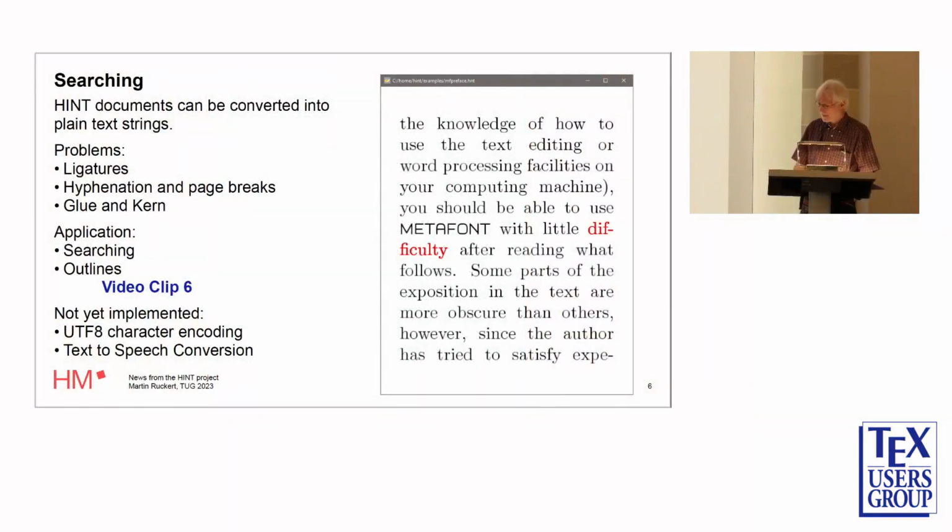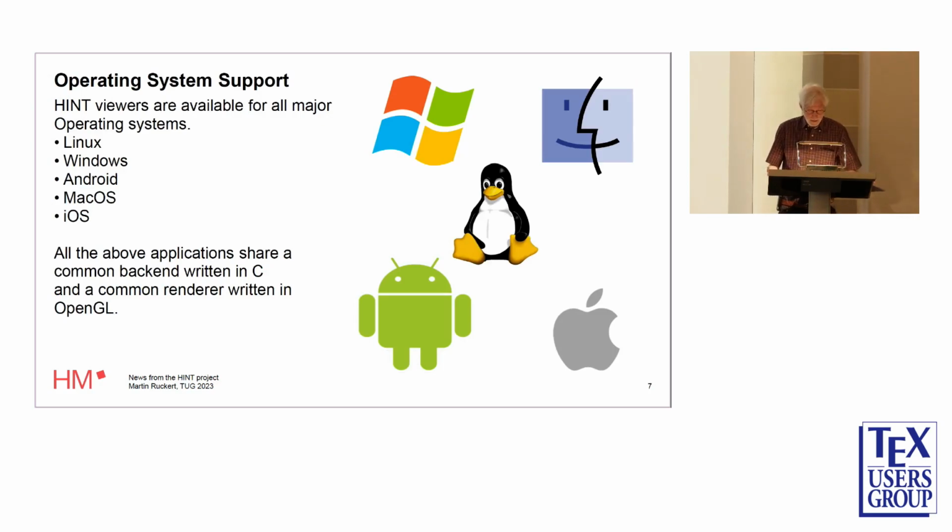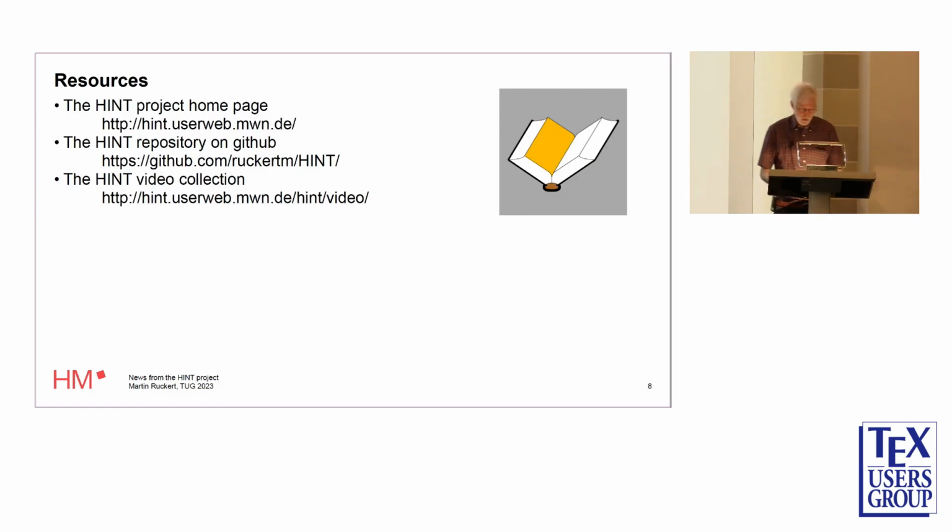Thank you, and I'm coming to the end. I implemented viewers for all major operating systems that share the same backend and almost the same front end. And there's some small code in between. The smallest is the Linux system. That's just 600 lines of code. And there is a page with resources where you can look at the different things. And I'm available for questions. Thank you.